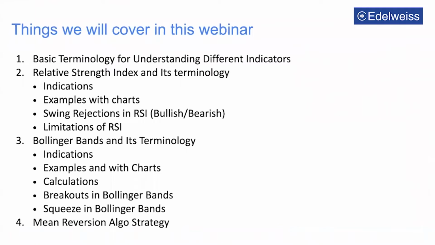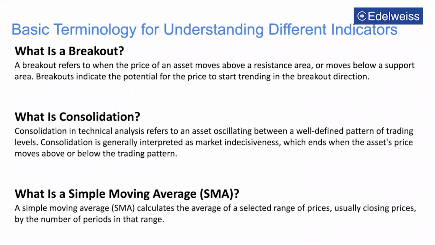The things which we'll cover in this webinar are the basic terminology, RSI and its terminology, indications, and examples. We'll also have charts with it. There will also be swing rejections, and we'll explain the limitations of RSI. Then, what is Bollinger Band, its terminology, its indications, examples, calculations, what is a breakout in Bollinger Band, and what is a squeeze in Bollinger Band. And also the mean reversion algo strategy. Moving forward, we'll start with some of the basic terminology which will be used in this webinar.